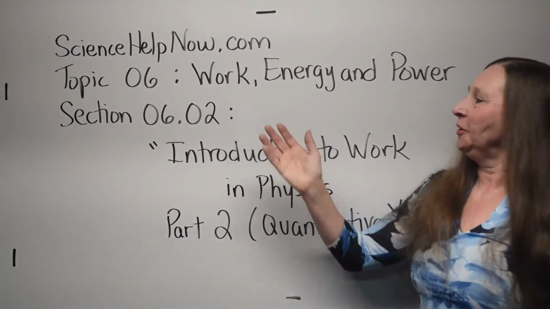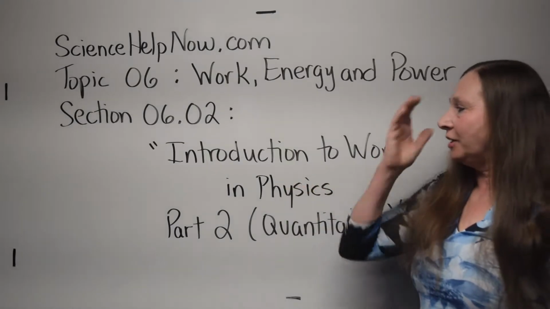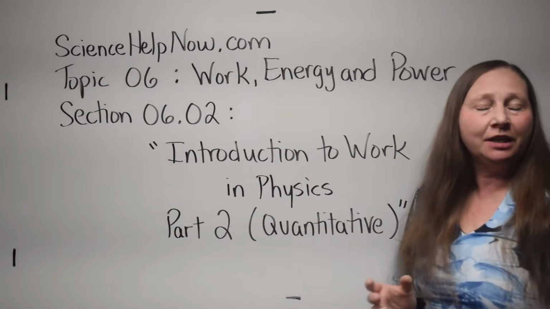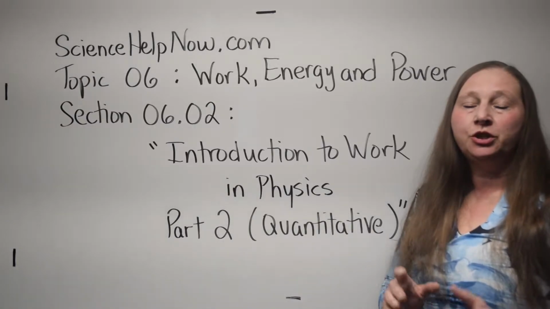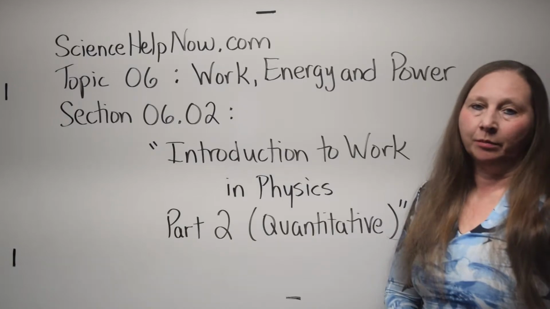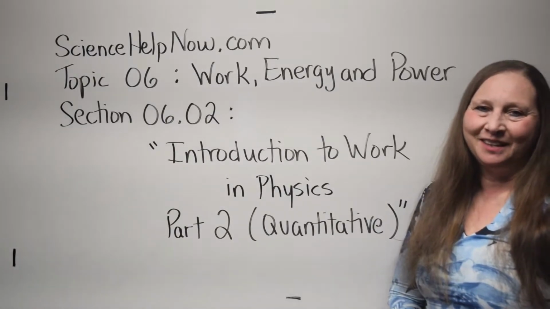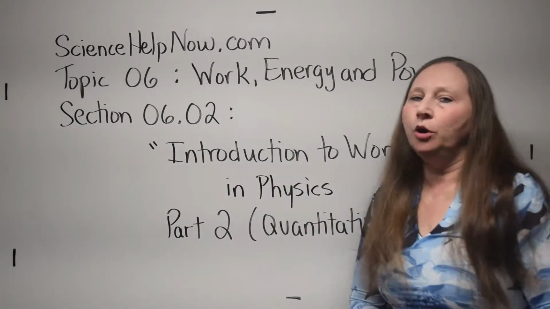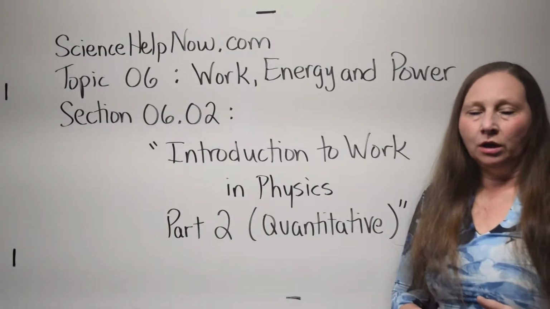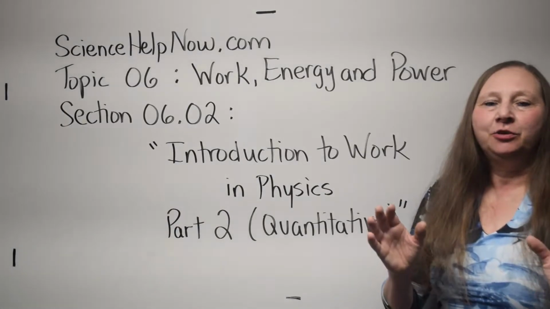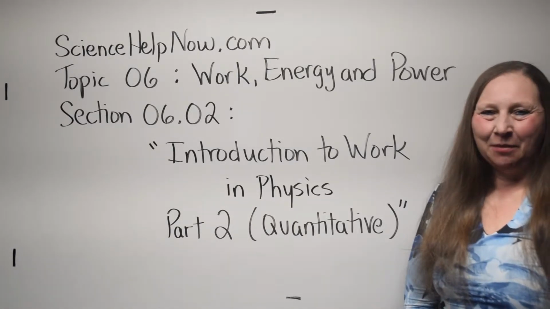Science Help Now here. Topic 6 is work, energy, and power. This section, section 6.2, is a continuation of section 6.1. In section 6.1, we started 5 problems on work from a mostly qualitative perspective. In this video, we're going to complete each of those problems, finishing all of the calculations to determine the work done or not done in each of the examples.